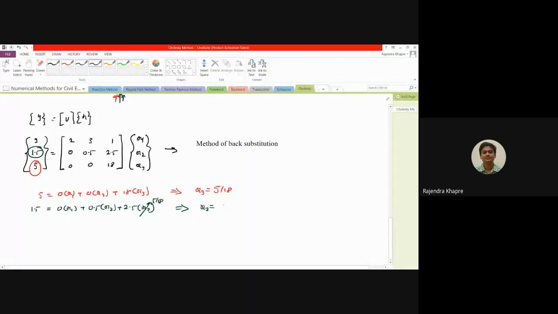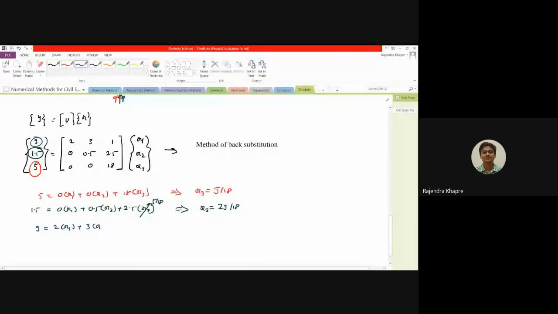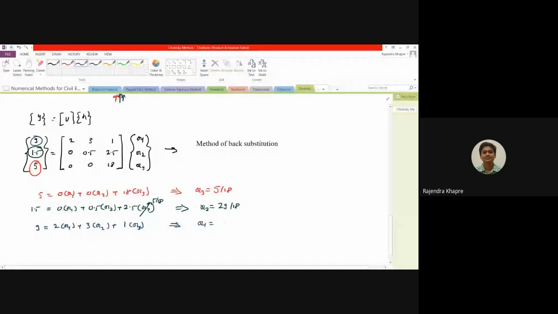What is coming? 29 by 18. And lastly, if you use the first equation, this is nothing but 9, which can be calculated as 2 times x1 plus 3 times x2 plus 1 times x3. So this is going to give you the value of x1.